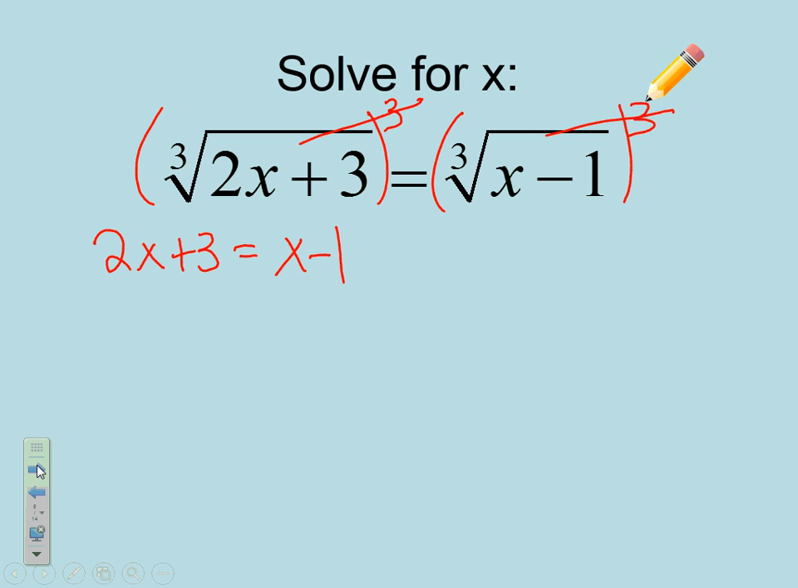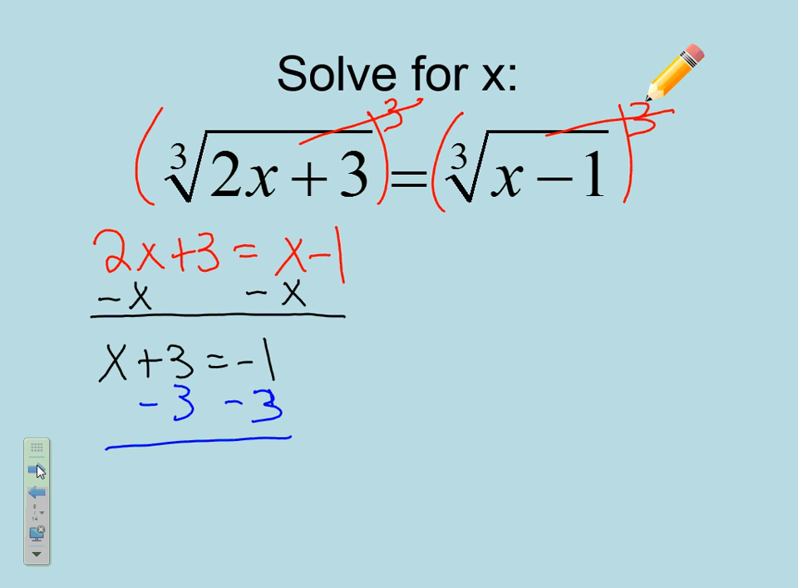I personally like to get my x's on the same side right away, so I'm going to subtract x right here. And I will get x plus 3 equals -1. Continue to solve this. I'm going to subtract 3 from both sides. X equals -4. Now, to guarantee that we are correct, we, yes, are going to check our answer once again.